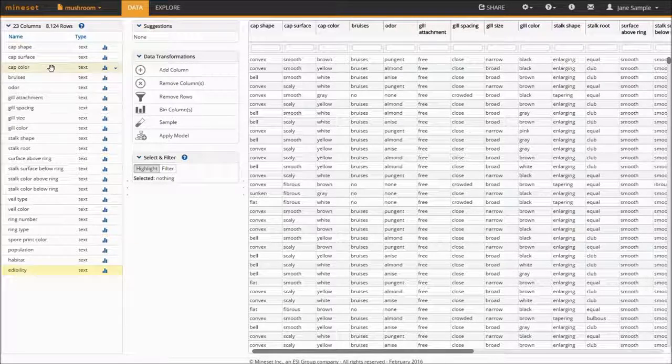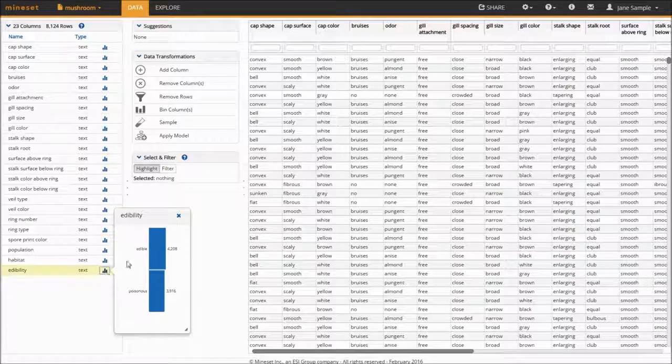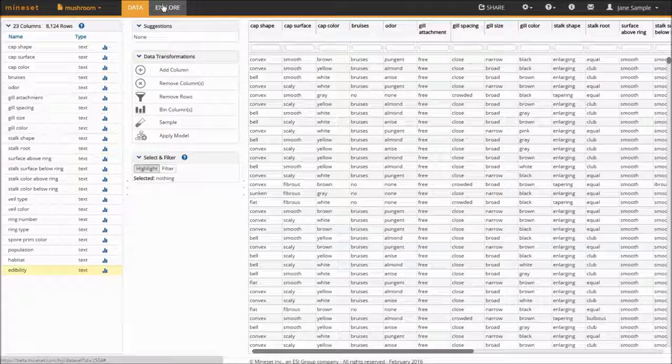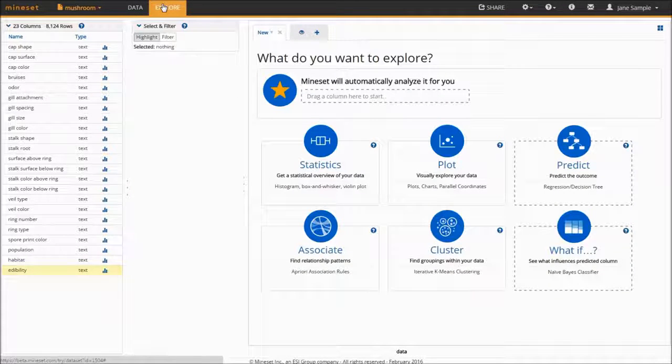You can see here in the Data tab that this dataset contains descriptive information about each mushroom, including whether it is edible or not. We can see that overall, the odds are nearly 50-50. I will demonstrate now how the what if feature in Mineset can be used to do two things. One, see how edibility of a mushroom is distributed among the remaining descriptors, and two, calculate the probability that the mushroom is poisonous, given a specific description.